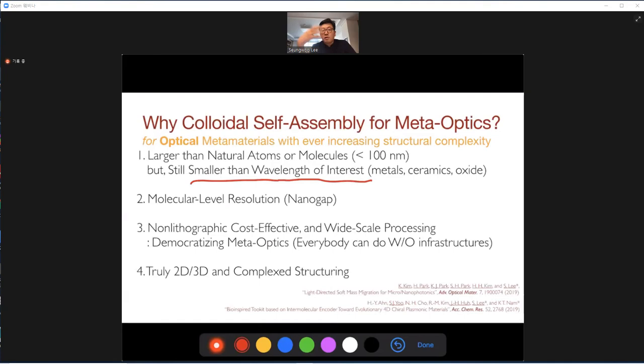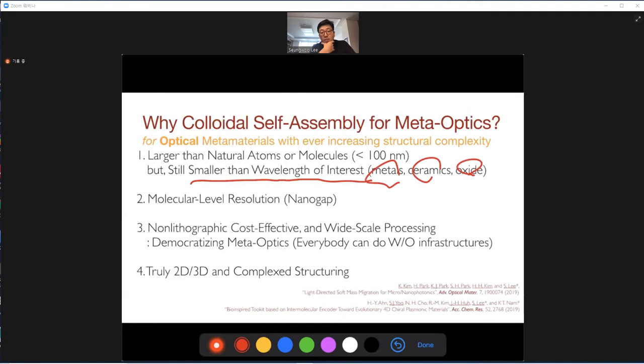Furthermore, the accessible material element is quite wide, including metal, ceramic, oxide, also polymer. This wide range of material elements is available for the colloidal particle. Also, as I mentioned just now, these colloidal particles can be brought into the superlattice with a few nanometer gap. So really, nanometer or even molecular-scale resolution can be achieved in a relatively versatile way. You synthesize the colloidal particles and let them sit for a while. That's enough to have such a self-assembled colloidal superlattice.